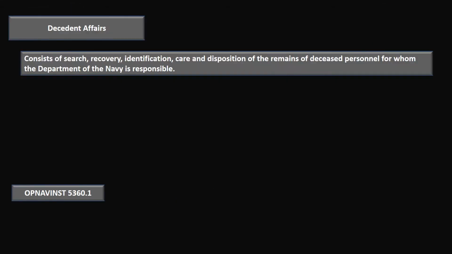The Decedent Affairs Program consists of the search, recovery, identification, care, and disposition of the remains of deceased personnel for whom the Department of the Navy is responsible. It's a highly visible and extremely sensitive program, and arrangements for the burial of the deceased should be conducted in an expedient but dignified manner, and survivors of the deceased should be given the greatest possible amount of support and assistance. Further information on the Decedent Affairs Program can be found in OpNav Instruction 5360.1.